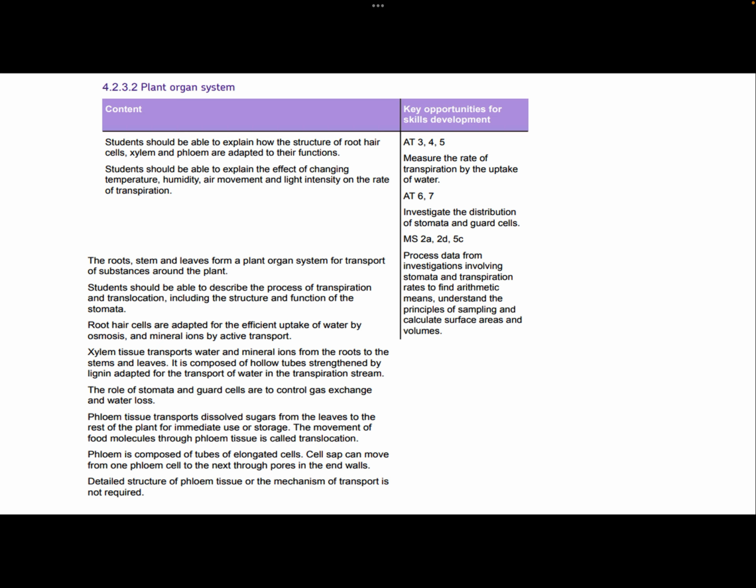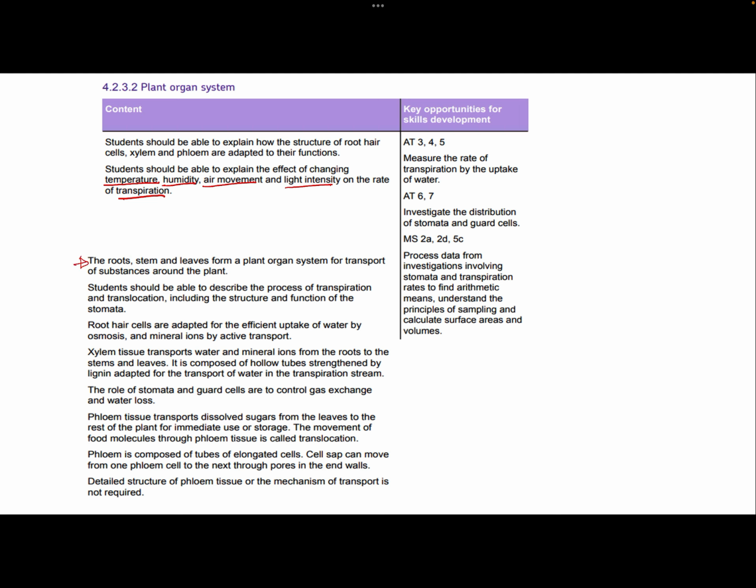Now, the link to the specification says students should be able to explain how the structure of root hair cells, xylem and phloem are adapted to their function. Students should be able to explain the effect of changing temperature, humidity, air movement, and light intensity on the rate of transpiration. So basically, how do these different factors impact the rate of water loss from the plant?